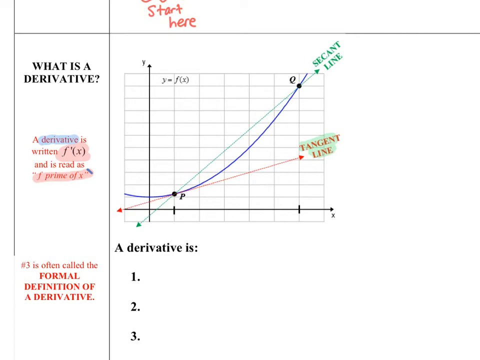So in this graph that you see here, I have graphed y equals f of x, that's this blue curve right here, and I've got 2 points on it, point P and point Q. And at point P, I have a tangent line right here that I've highlighted in blue. That is our tangent line. All a derivative is, is the slope of that tangent line. So always remember that, because that is a derivative in its most basic concept.